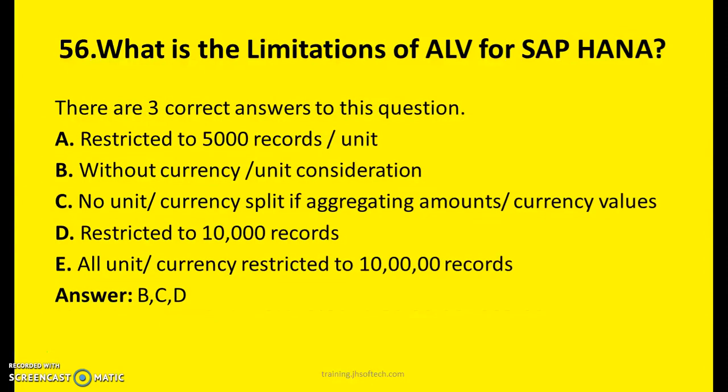The right answers are B, C, and D. B, without currency or unit considerations. C, no unit currency split if aggregate amounts or currency values. D, restricted to 10,000 records.